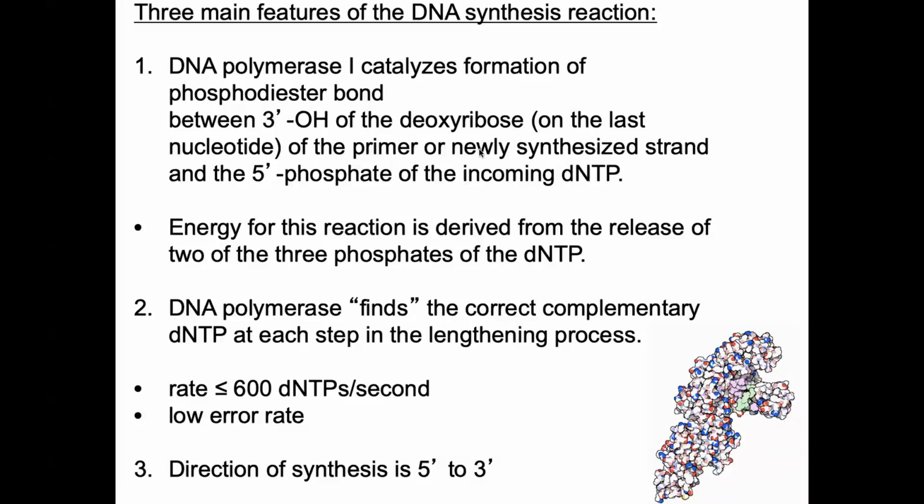If the reaction involves bond formation, where does the energy for that reaction come from? Well, remember the incoming subunit is in a triphosphate form, but once it's incorporated into newly synthesized DNA, you only retain one of those phosphates. So two of them are lost. When you lose those two phosphates, you generate energy that allows for that phosphodiester linkage bond formation.